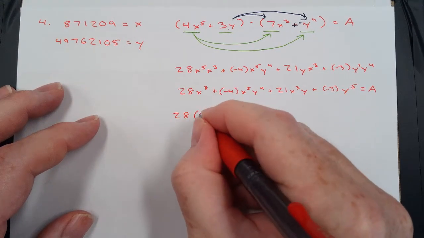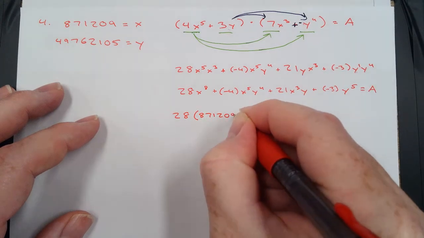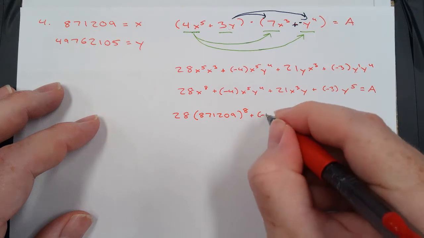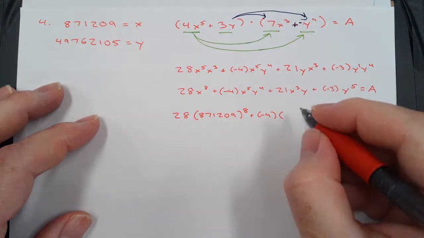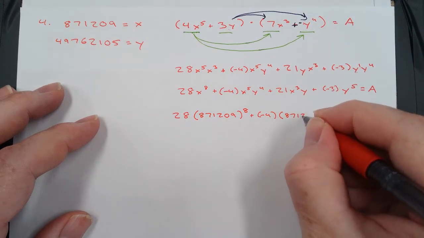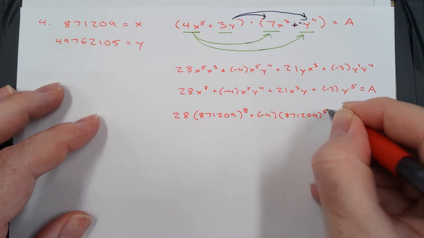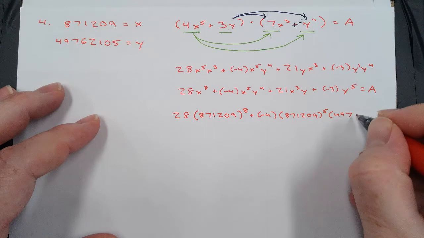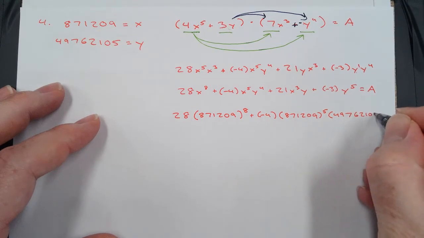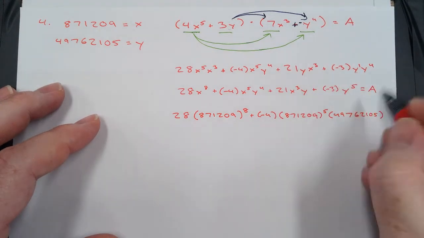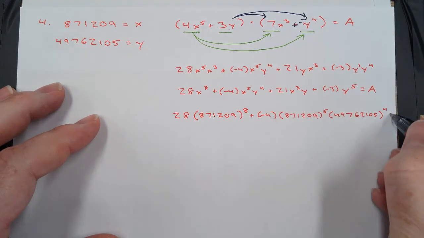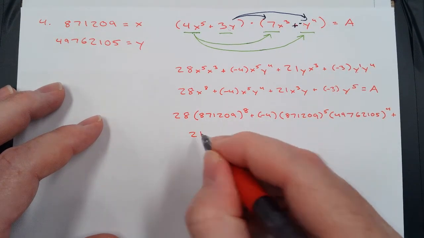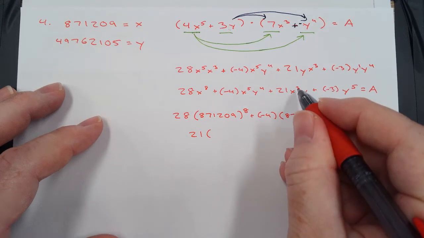And then there's an x, so we do 871,209 to the 8th. Plus negative 4. There's an x, so we do 871,209 to the 5th. There's a y, so we do 497,62,105 to the 4th. Plus, I need a second line for this, 21. X to the 3rd.